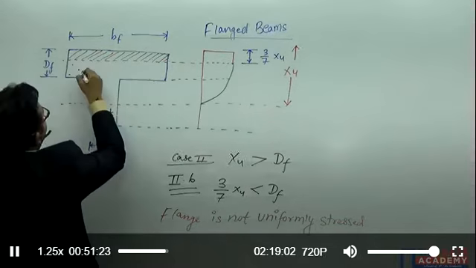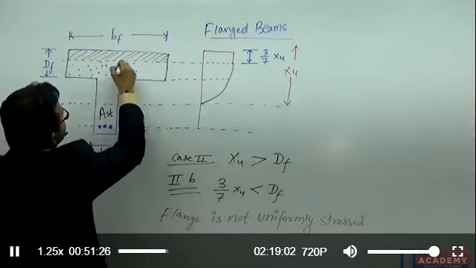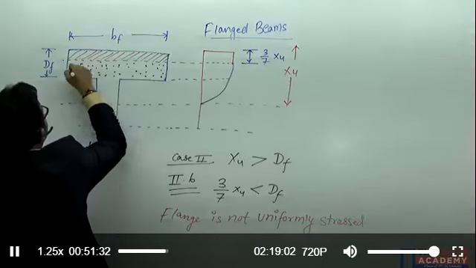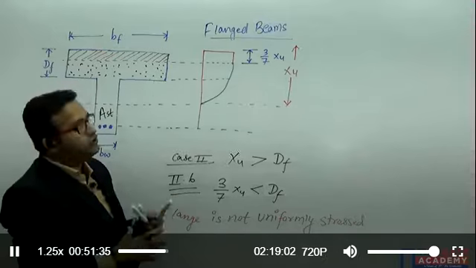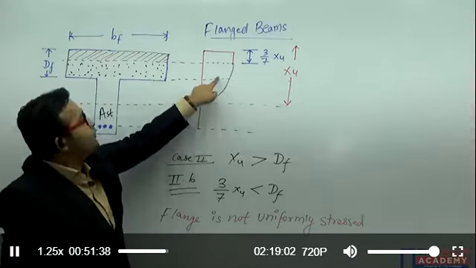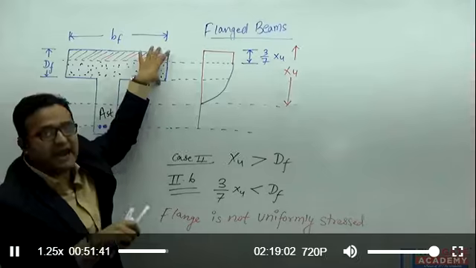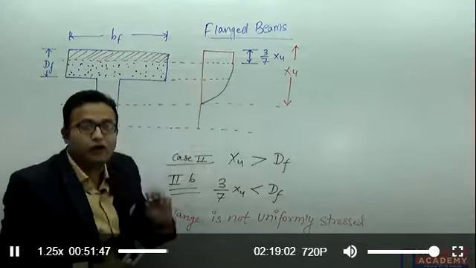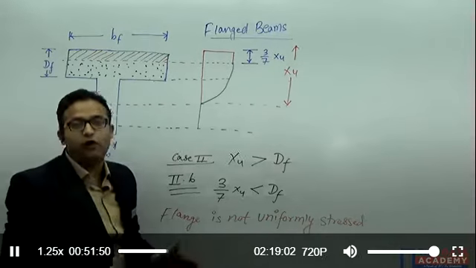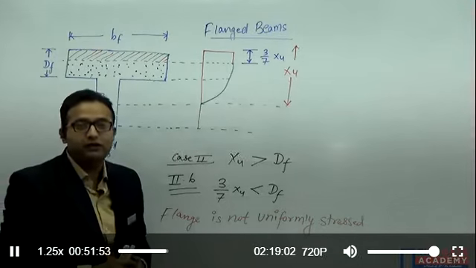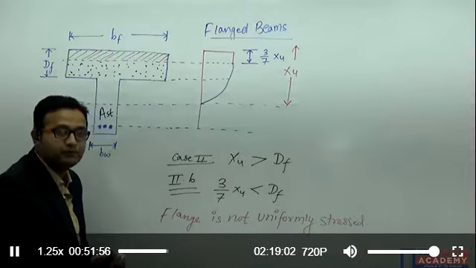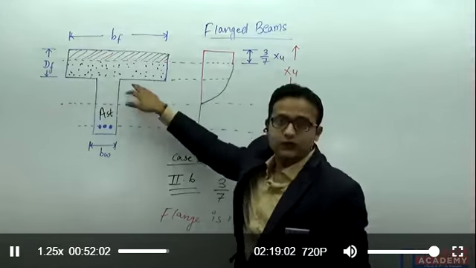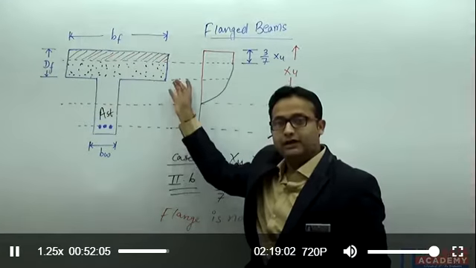This portion is not uniformly stressed. Only the 3 by 7 of xu portion of the flange is uniformly stressed. The remaining portion is not uniformly stressed because it is getting the parabolic portion. So in the flange portion, this time we are getting the full rectangular portion and some part of the parabolic portion. That means your flange is not uniformly stressed. Then how to analyze this type of case? That's a big question for me here. So in this case, what I generally do is divide the same figure into two parts, the web portion and the flange portion.